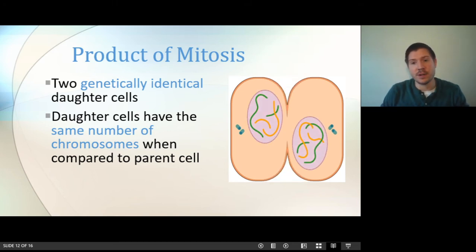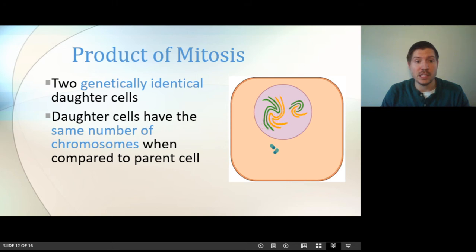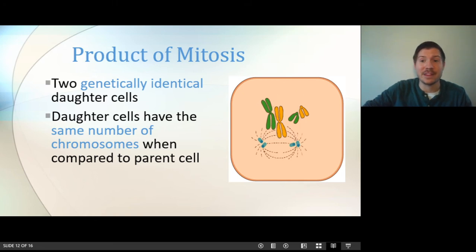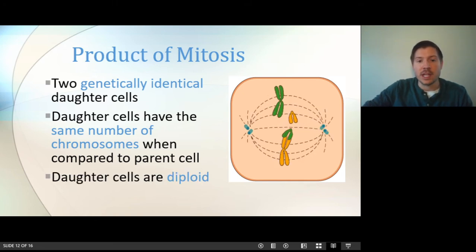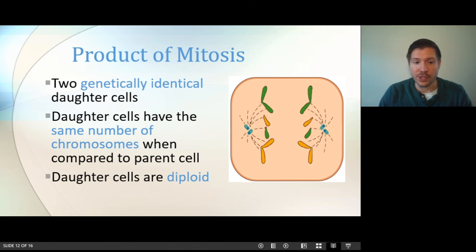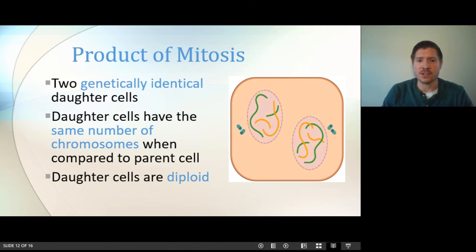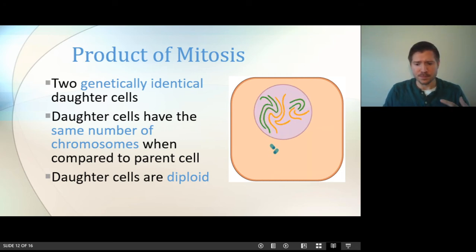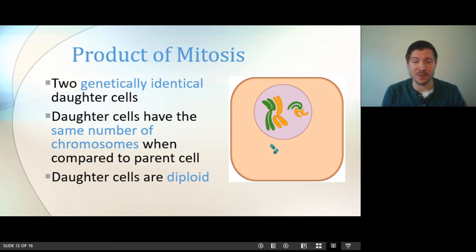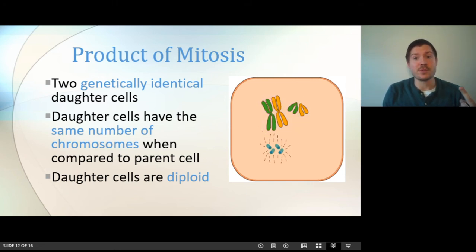So for example, if the parent cell had 40 chromosomes, each of the daughter cells has 40 chromosomes, and they are the same 40 chromosomes. They are identical to each other and the parent cell. And the daughter cells are diploid. The prefix di means 2. So what this means is the cells that come out have 2 sets of each chromosome. For example, chromosomes are generally just named by a number. So for chromosome 1, the cell will have 2 copies of chromosome 1.